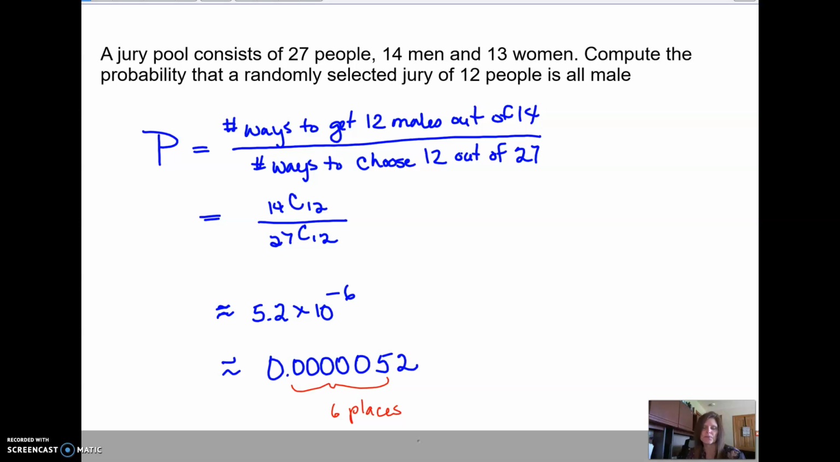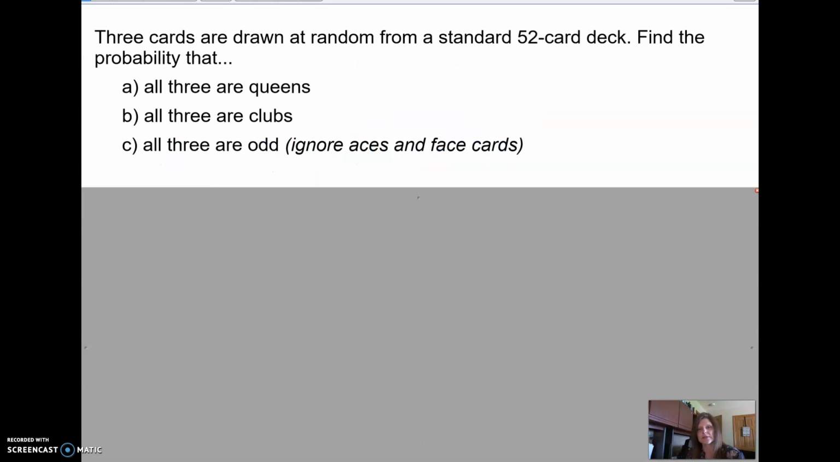Okay, one more. This one involves a deck of 52 cards, a standard deck. We want to find the probability A, that all 3 cards drawn at random are queens, B, that all 3 are clubs, and C, that all 3 are odd. And we're not going to consider the ace as a 1. We're just going to use the numbers that are normal, the 3, the 5, the 7, etc. So if you think you've figured out what we're doing here, go ahead and hit pause and give it a try. All right, let's see how you did.